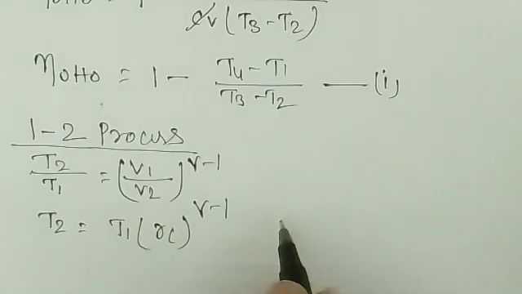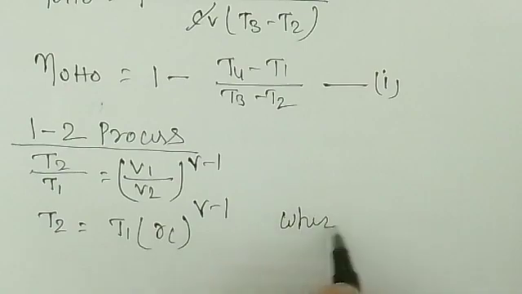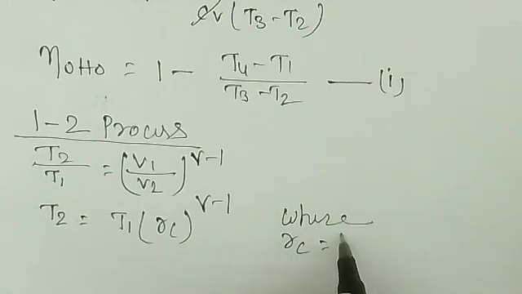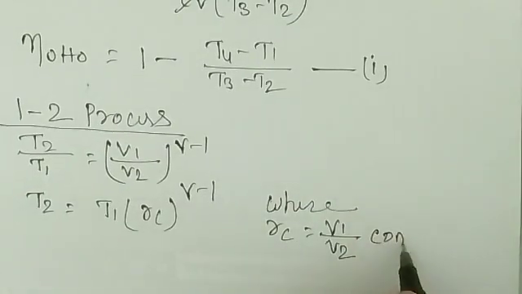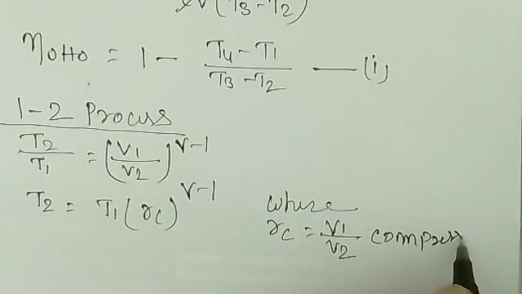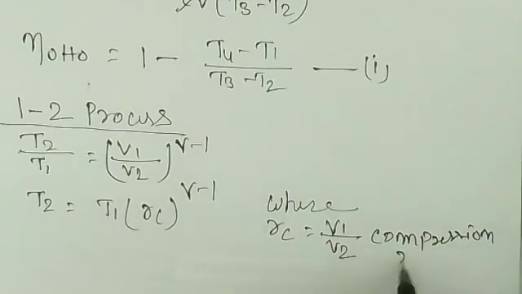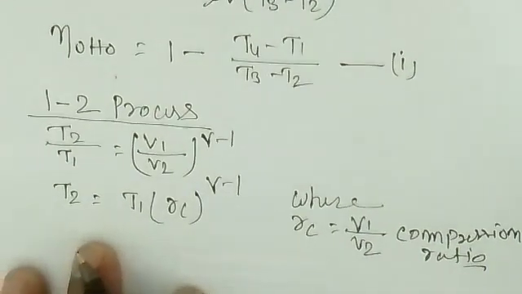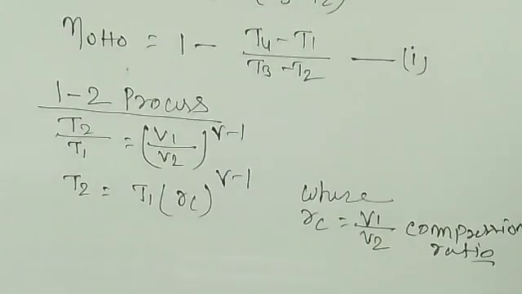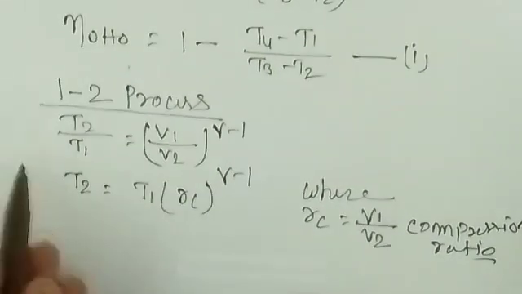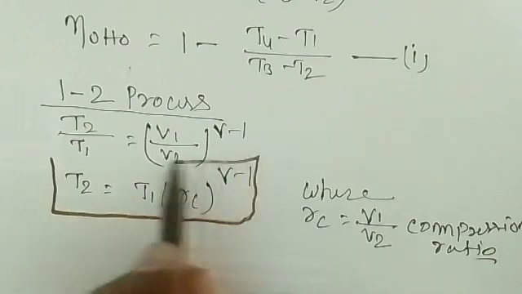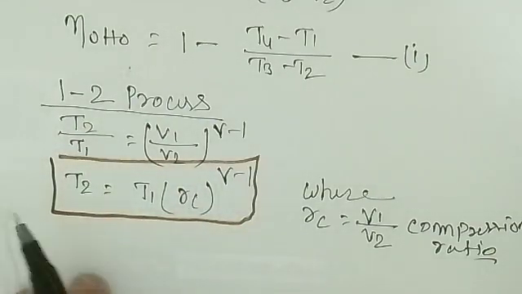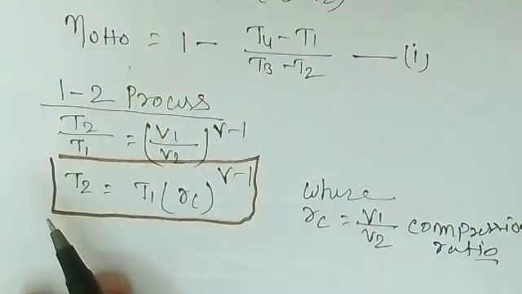So here, Rc is equal to V1 by V2, that is the compression ratio. Okay, so Rc is the compression ratio and its value is V1 by V2. One relation we got for T2: T2 is equal to T1 times Rc to the power gamma minus 1. Now we come to the expansion. Where is the expansion? That is 3 to 4.